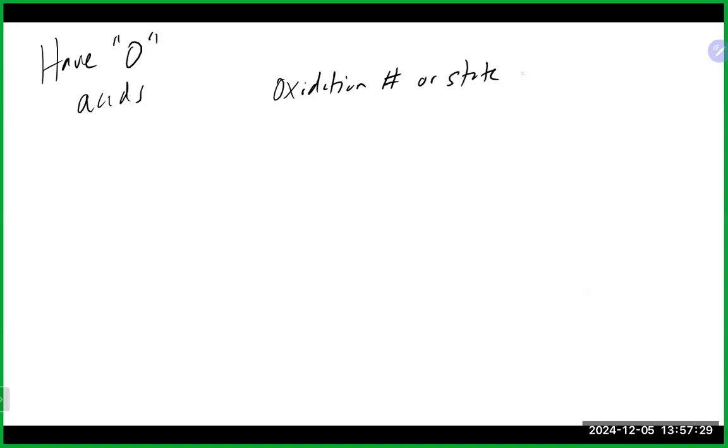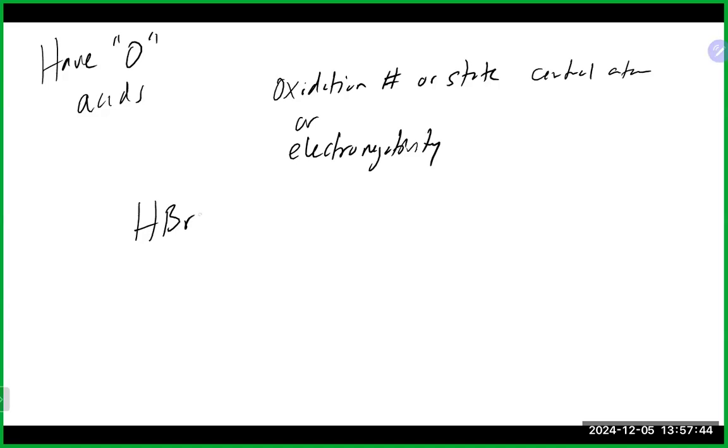When you're dealing with acids that have oxygen, you look at one of two things. Either you look at the oxidation number or state of the central atom, or you look at electronegativity. So, for example, I don't remember, HBrO3 maybe, and we had HClO3, two of these acids.